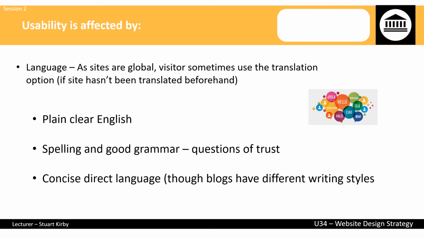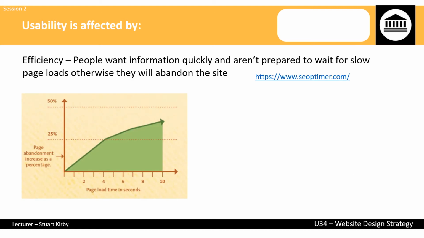Concise, direct language. We now know that the human attention span has dropped, so people don't want to mess about, they want that information now. So concise, direct language is important, though blogs can be slightly different. Blogs are written in the writer's style, so that writer might have a style where they're a little bit more flowery with their language. They've got different targets really, but a website that is trying to sell a product or service or deliver some information, concise, direct language is always a plus.